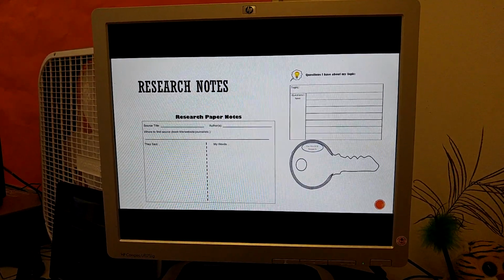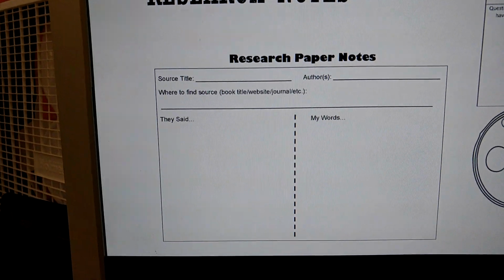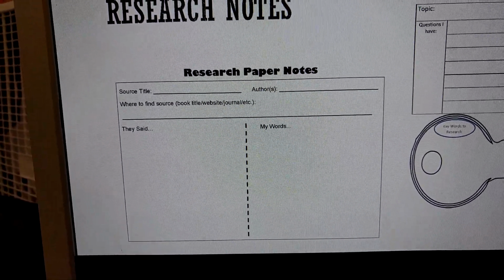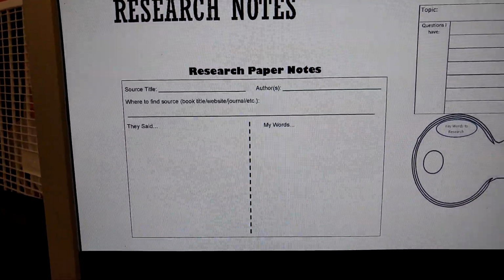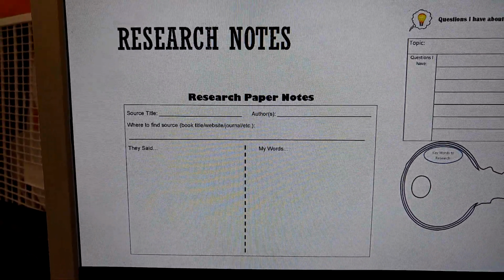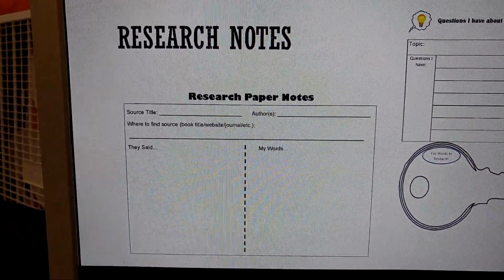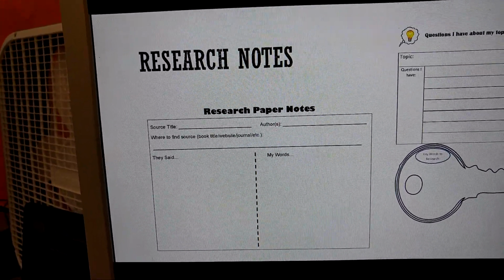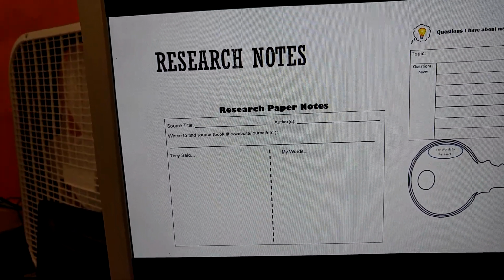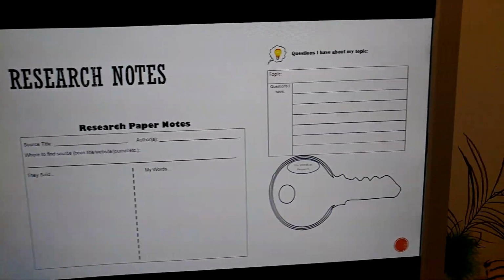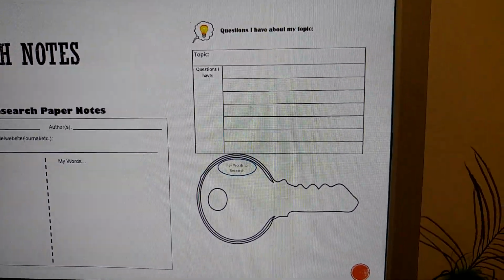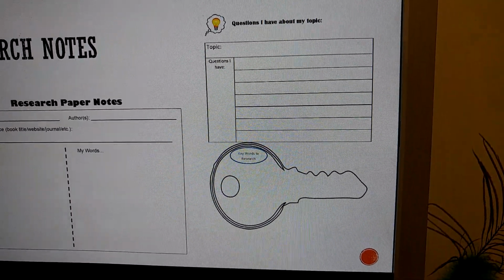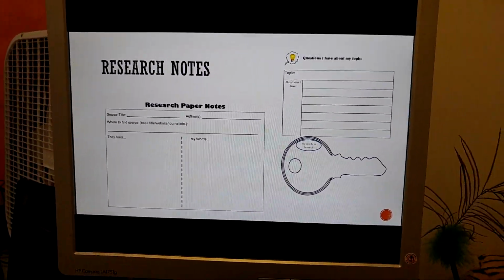Here's some research notes. These are useful notes. Let me bring this in a little closer. You might do something like this where it says the source, the author. The source would be the web page for us because we will be using the internet. Where to find this source. Again, we are doing internet, and so they could write what they said and then put it in their own words. We don't have to do it that way, but sometimes that helps kids see, okay, this is what that person said and this is how I put it in my own words. Here's another piece. It says questions that I have about my topic. It kind of gets you in a mindset of thinking, well, what can I actually research? So that's something the kids will be working on.